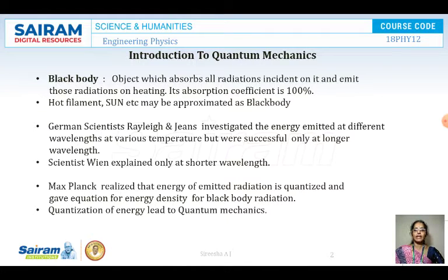The scientists Rayleigh and Jeans investigated the energy emitted at different wavelengths at various temperatures, but they were successful only at longer wavelengths. And the scientist Wien could explain only at shorter wavelengths. So, Rayleigh and Jeans could not explain at shorter wavelengths, whereas Wien could not explain at longer wavelengths. But Max Planck realized that the energy of emitted radiation is quantized, and he gave an equation for energy density for black body radiations. And he said that quantization of energy led to quantum mechanics.